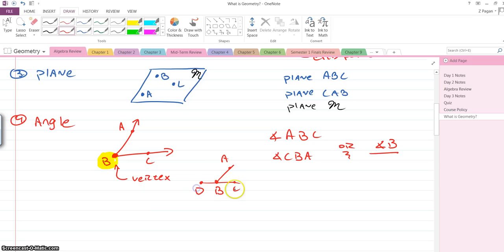Okay, we could not call this angle B because an angle exists here and an angle also exists on this side. So it would not be specific enough to call angle B. Okay, we would need to call it ABC or ABD to specifically identify that angle.